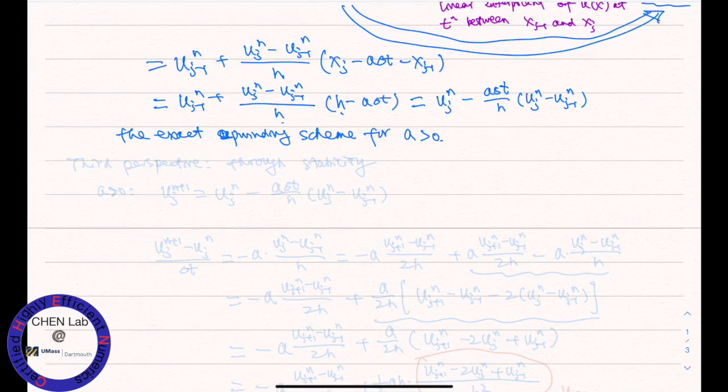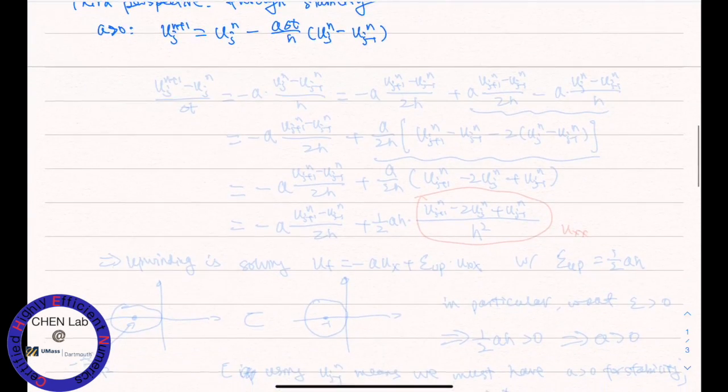So let me offer a third perspective to further look at these schemes. It's a very important scheme. A third perspective is through stability. Again, let's just look at the case A is larger than 0. The other case is equivalent, meaning the derivation is the same. We have U_j^(n+1) is equal to U_j^n minus A delta t over h times U_j^n minus U_(j-1)^n.